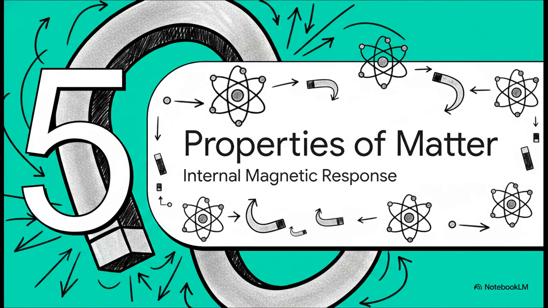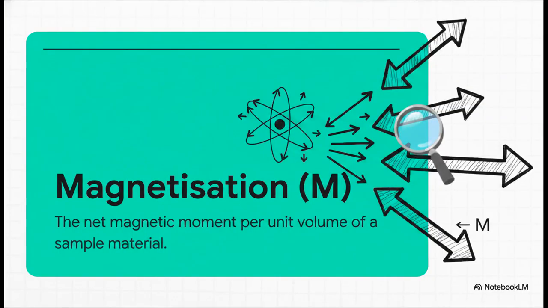Section 5, Magnetic Properties of Matter. For our final stretch, let's zoom all the way inside the materials themselves to see how they respond to these forces. Down at the atomic level, circulating electrons have magnetic moments. When those moments add up across a piece of bulk material, they create a net moment per unit volume. We call this magnetization, denoted by a capital M.